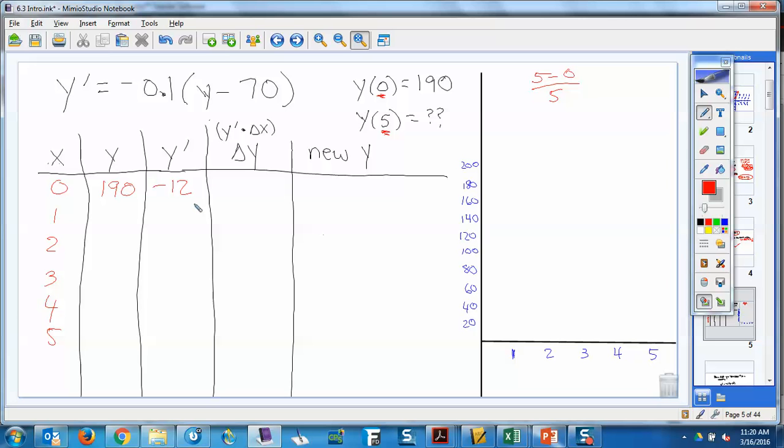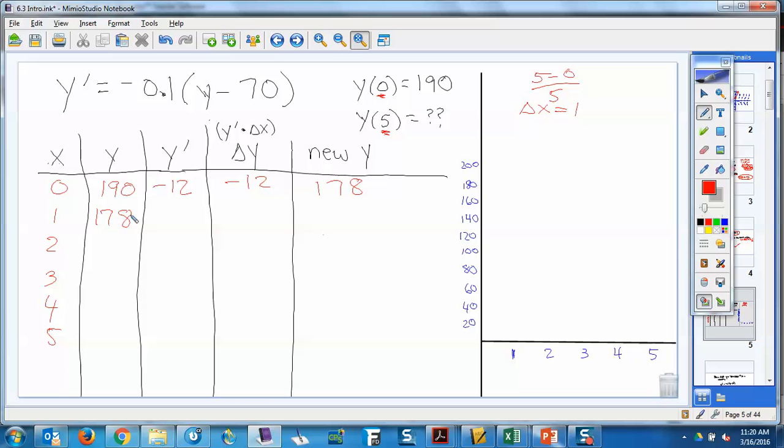What do I do with that now? We take that times the step size. What was our step size? 1. Oh, that'll be nice. That's just negative 12. So that basically tells me that when I go over 1, I'm going to go down 12. That's what that line is saying. This is the rise. So if I go over 1, I'm going to go down 12. Well, I was at 190, so the old y, take away 12, is 178. That means after 1 minute, the temperature is 178.